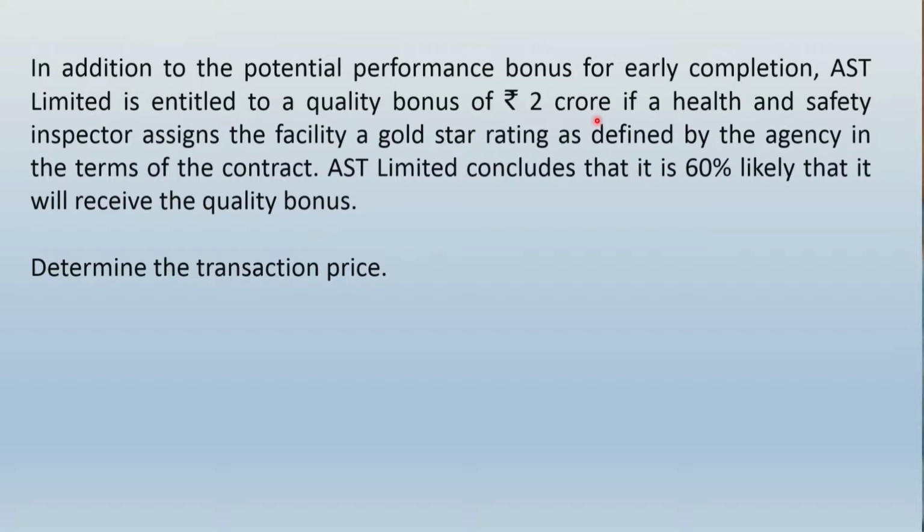So friends, over here for this quality bonus, one thing is clear, either the bonus of 2 crore will be received or not received. So the probability of obtaining that bonus is given as 60%, which can be considered as more likely than not. Because it is more likely than not, that means more chances of getting the bonus as compared to not getting the bonus, it will be the most likely amount approach that you should follow. So instead of applying any probabilities over here, you would take either 2 crores or nil. So obviously with more likely than not possibility, you would definitely take 2 crores as an estimate of that quality bonus, which will be part of the transaction price. So let us see how to present the solution.